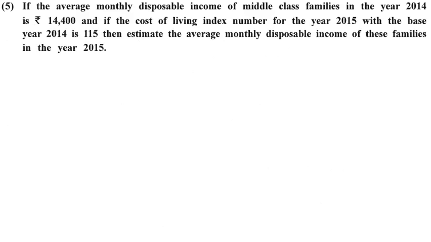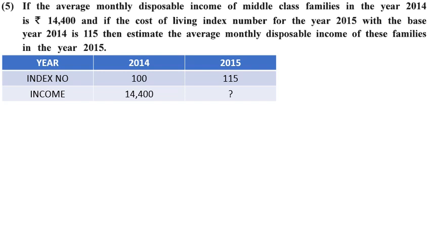Moving forward to the fifth question. Income of a family in 2014 is 14,400, and for 2015 compared with 2014 the index number is 115. So in 2015 the index number is 115, the base year is 2014. So 2014 index number should be 100 because base year index number is always 100. So 2014 index number is 100, 2015 index number is 115, 2014 income is 14,400. So the table looks like this.